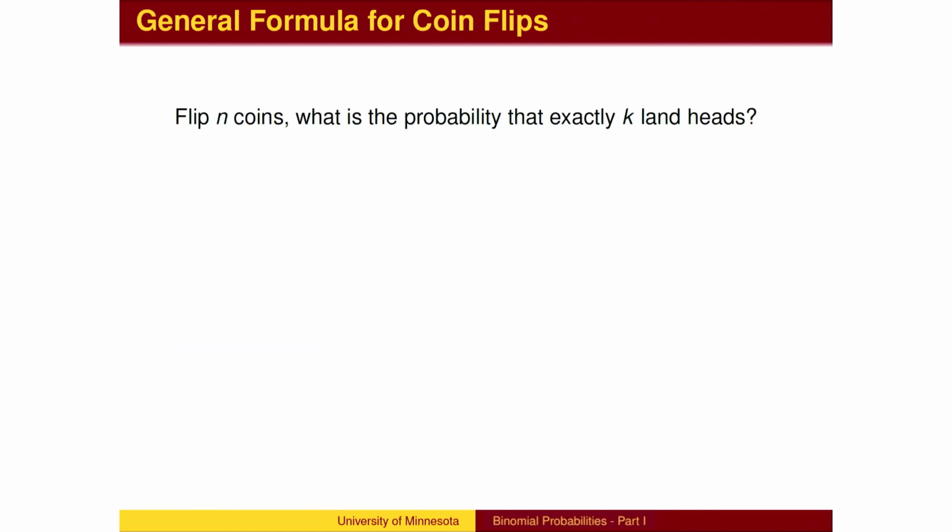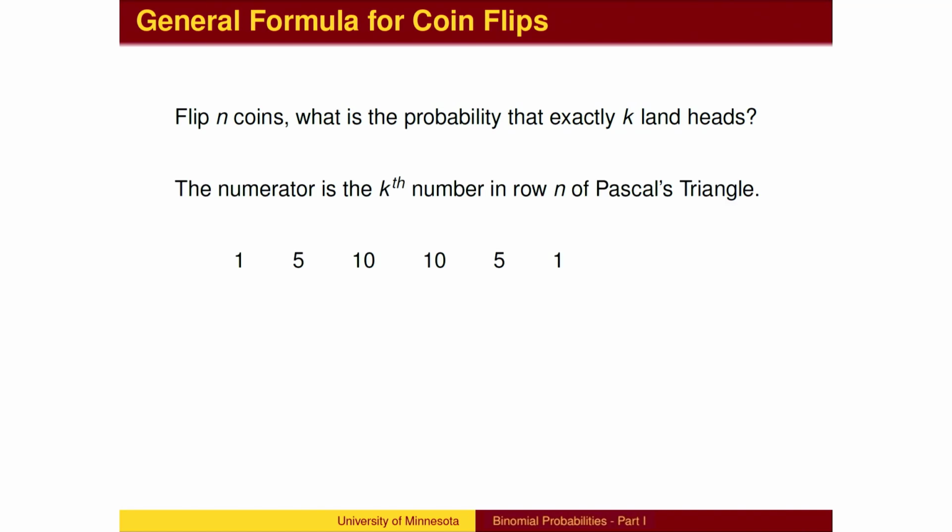In general, to find the probability that when flipping n coins, exactly k land heads, the numerator will be found from the nth row of Pascal's triangle. Here again is the example when n equals 5. Because of the symmetry, we can start with either all heads or all tails. If we start with all tails, the leftmost entry is no heads and then counts up. If you prefer, we can count down.